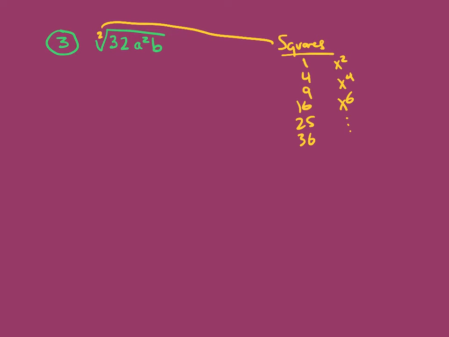So looking for those. 32 is not on the list, so we're going to start at about half of it. Start at about 16. And if you do 32 divided by 16, you get 2. So that's a nice whole number. We'll rewrite the 32 as 16 times 2.